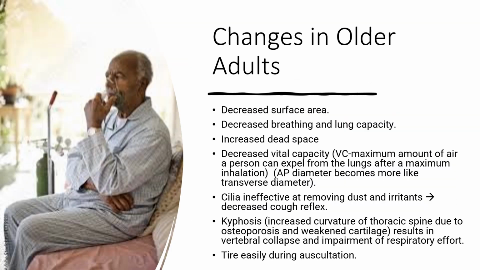So our changes in older adults. They have a decreased surface area, decreased lung capacity, more dead space within their lungs, and decreased vital capacity. So they expel a lot less air than we do. They don't have the same capacity that we have. Their cilia can be ineffective at removing dust and irritants, which can make them get sick easier because they have a decreased cough reflex, so their body's mechanisms don't work as well to prevent infection.